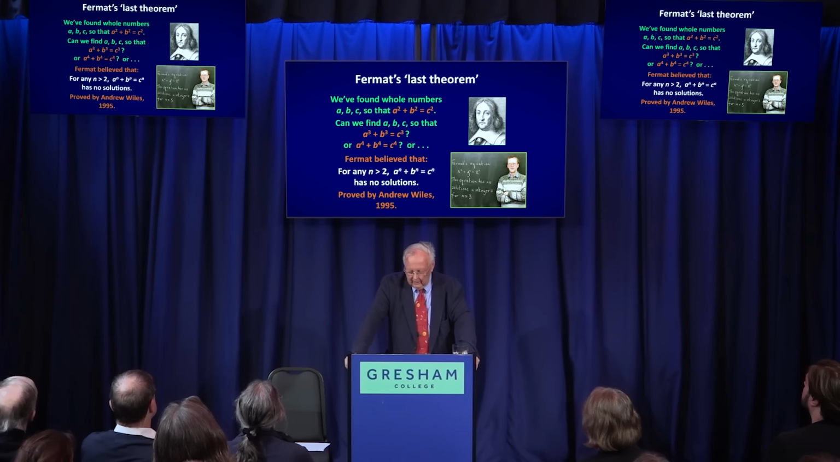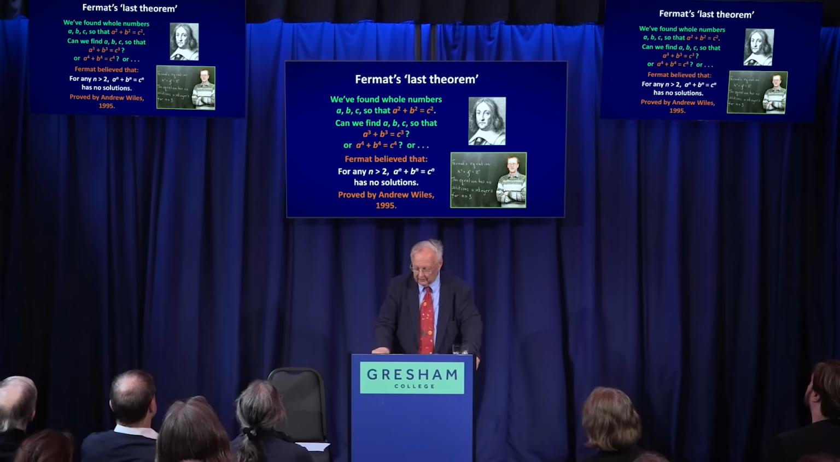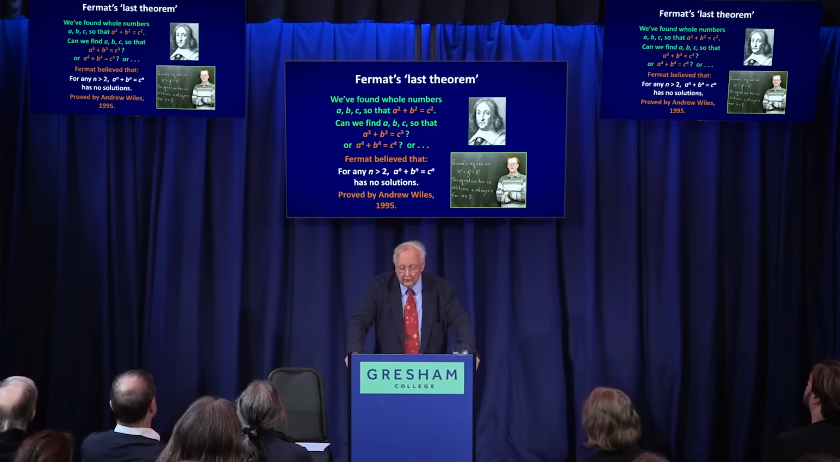Can we also extend the Pythagorean theorem to higher powers? For example, can a cube be the sum of 2 other cubes, or a 4th power be the sum of 2 other 4th powers? Such questions intrigued the 17th century French lawyer and mathematician Pierre de Fermat, shown here, who used a clever argument to prove that there is no such result for 4th powers.